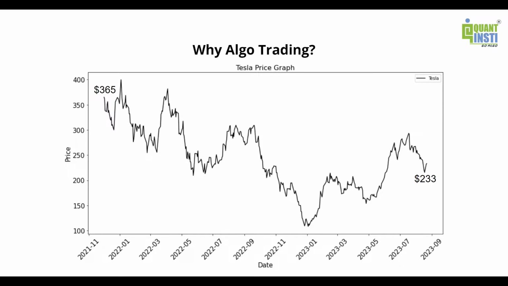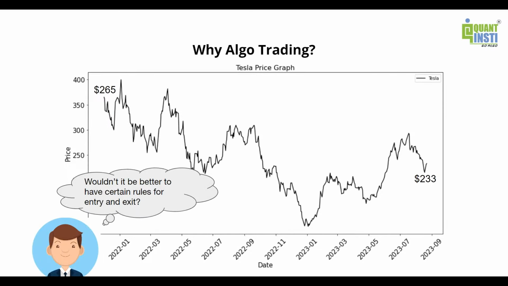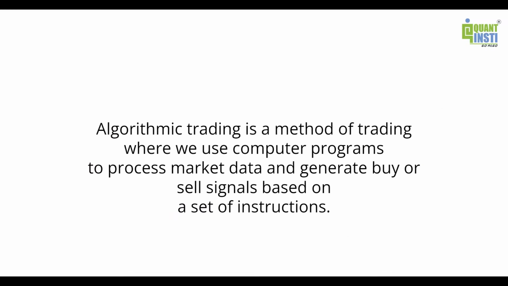And rather, wouldn't it be better to have certain rules for entry and exit? So this is where algo trading comes in. Algorithmic trading, to give you the standard definition, is a method of trading where we use computer programs which will process historical data, which we call market data, and based on a set of instructions, generate the buy or sell signals. So you'll know when to buy or when to sell.